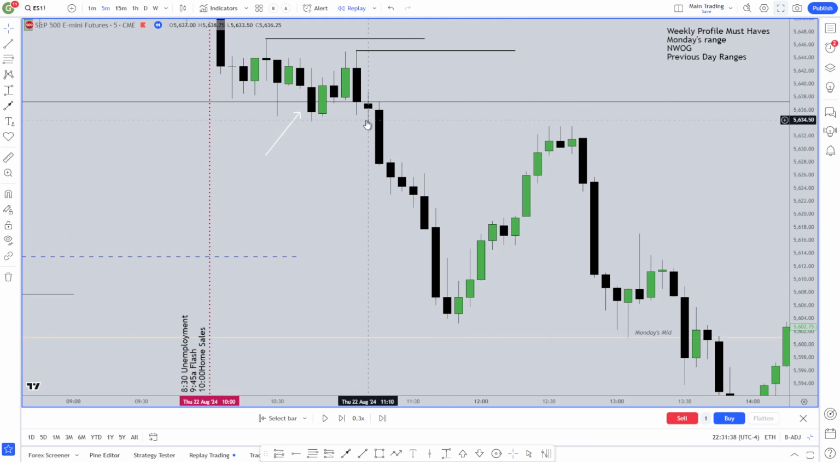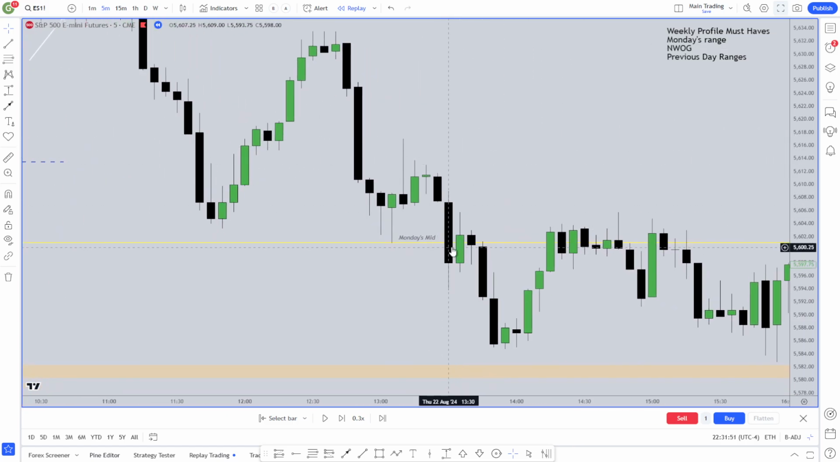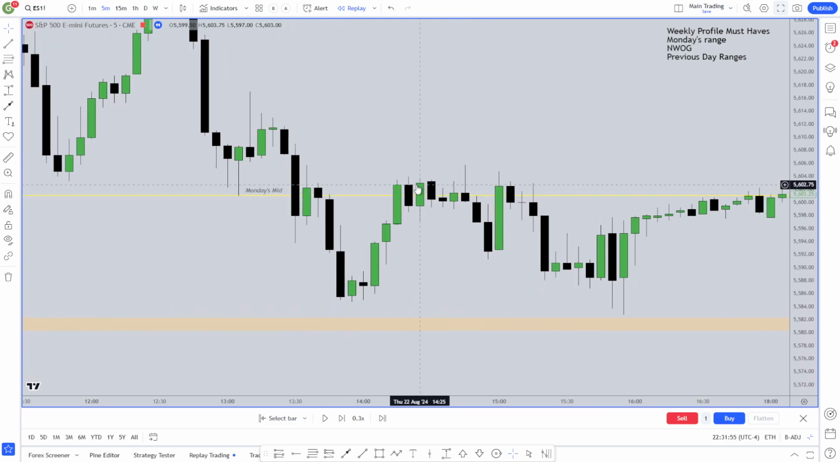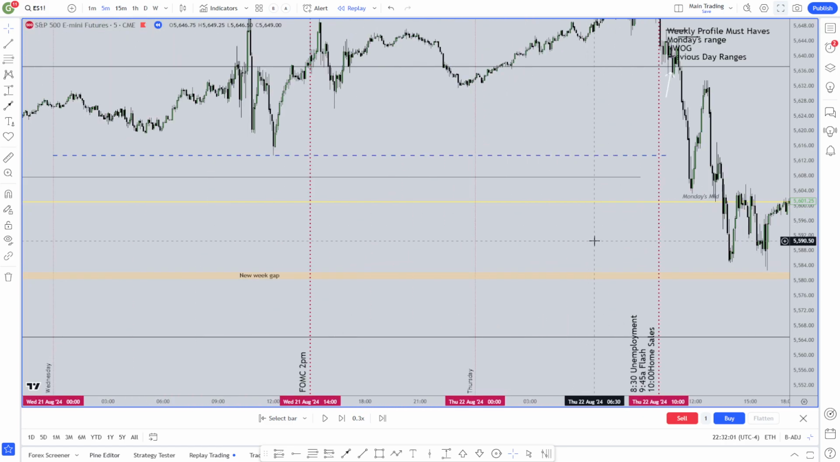We run back up one more time, fill one more inefficiency, slam all the way back down. You can see this order block turns into an inversion here on that wick. I'm sure that's also probably 50% of this SIBI. We sweep below Monday's mid. We get very close to the new week opening gap. No issues there. Then we close off that day as a bearish day. So it's our first down day in the week.